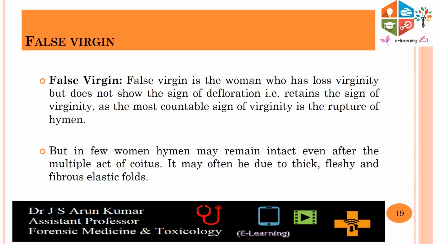The hymen appears to be intact. What are the reasons for the hymen remaining intact even after multiple coitus? The reason could be that the hymen is thick and fleshy and has adequate fibrous elastic folds, where even repeated acts of coitus do not cause any signs of defloration in the woman.